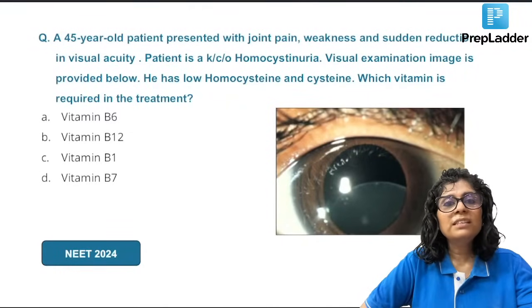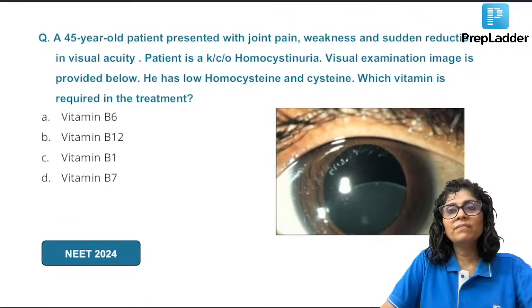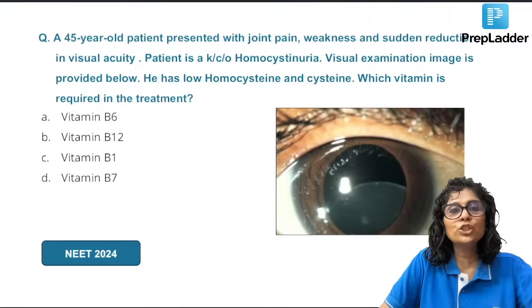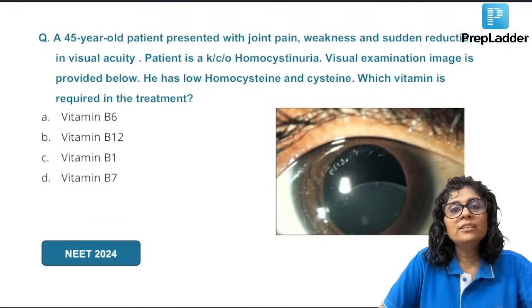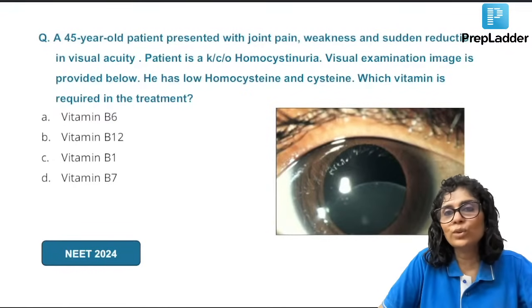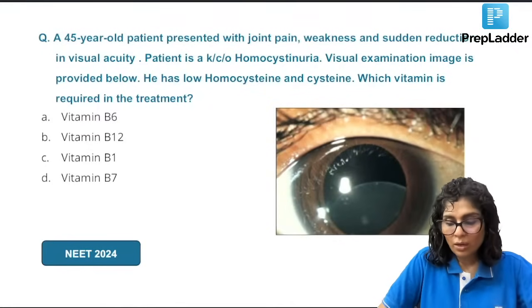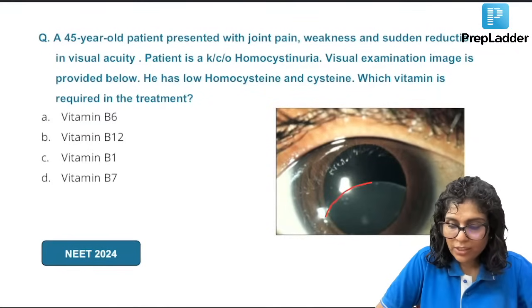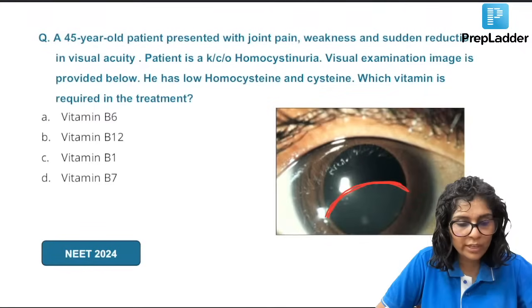Can you answer this, please? A 45-year-old patient presented with joint pain, weakness, and sudden reduction in visual acuity. Patient is a known case of homocystinuria. Visual examination image is provided below. What do you see here? Do you see infranasal dislocation of lens?